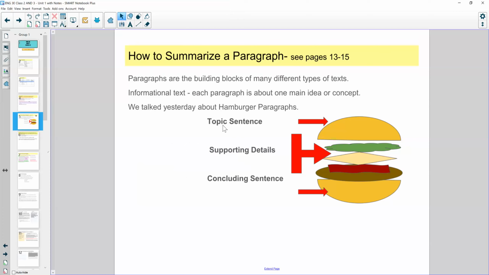The topic sentence or the main idea is represented by the bun. Supporting details are all the different bits and pieces that make a hamburger taste good. Lettuce, cheese, bacon, meat patty. You can see there's 4 different toppings here. This is the meat or the heart of your paragraph. And finally, the concluding sentence is the final bun, and is when you kind of wrap up or review everything you've talked about, okay?